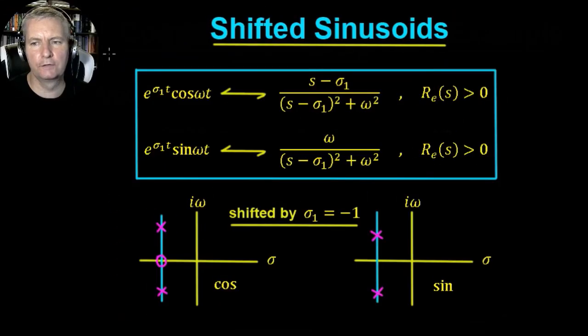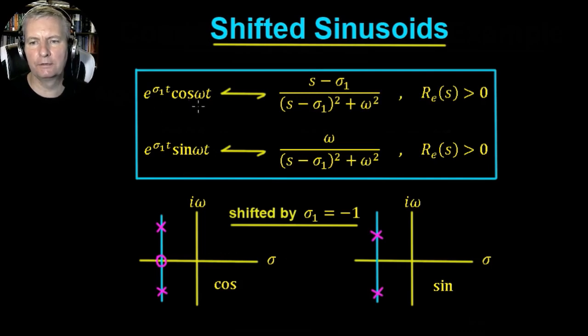So let's look at shifting the sinusoids in the frequency domain. If we were to take the function cos omega t, we know that the Laplace transform is s upon s squared plus omega squared. Now if we were to multiply that by e to the sigma 1 t, we've seen that multiplying by e to the sigma t has the effect of shifting along the sigma axis.